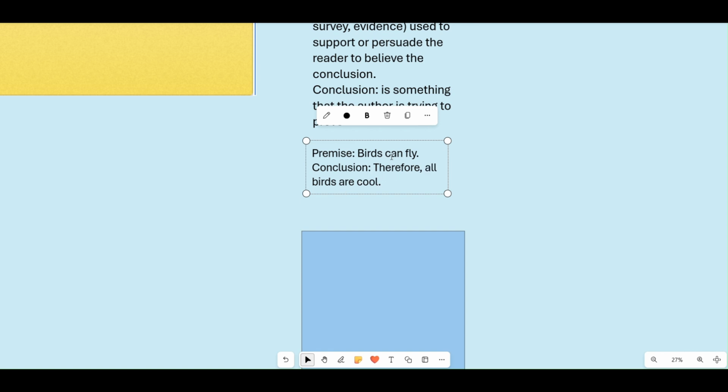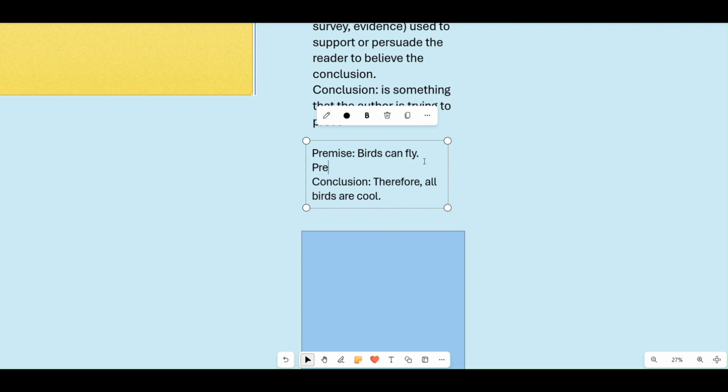Now, this really isn't a strong argument. Just because they can fly, why should we believe they are cool? But this is basically a very simple structure of an argument, and without a premise and without this conclusion, the argument falls apart. So with just a premise, there's no argument. With just a conclusion, there's no argument.